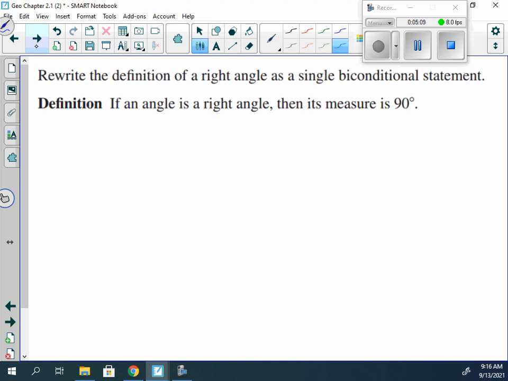Write a biconditional statement. If an angle is a right angle, then its measure is 90 degrees. Well, that is true, yes? If an angle measures 90 degrees, then it is a right angle. Well, yes, that would also be true, wouldn't it? Because a right angle means it's 90 degrees. If it's 90 degrees, it means it's a right angle. So how could we rewrite this as a biconditional statement?